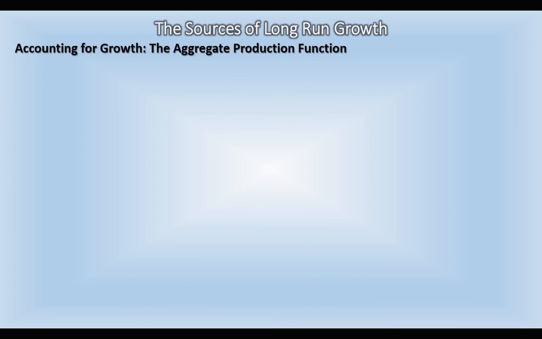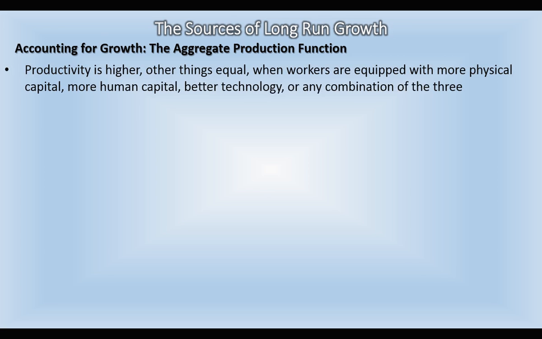All right, so a way of accounting for growth, the various sources of growth, is to look at what's called the aggregate production function. So aggregate, again, is sort of like the sum whole. So this production function captures the overall capacity of an economy to produce given the amount of labor it has. So productivity is higher, other things equal, when workers are equipped with more physical capital, more human capital, and of course better technology, and of course any combination of the three.